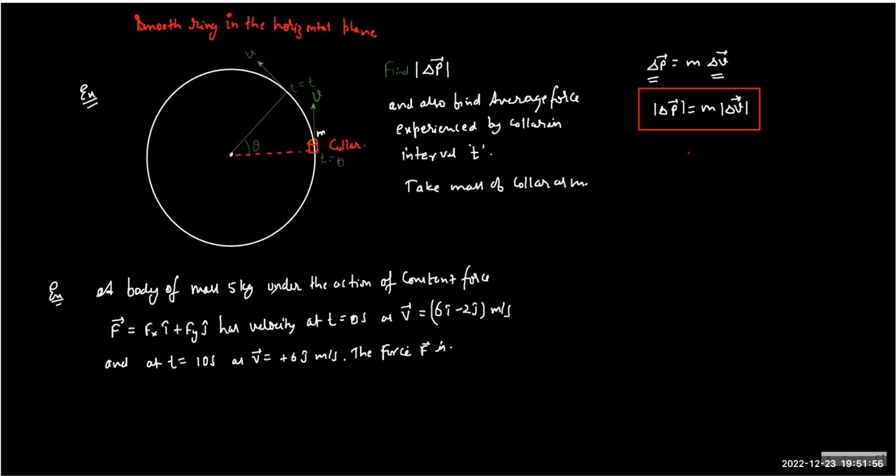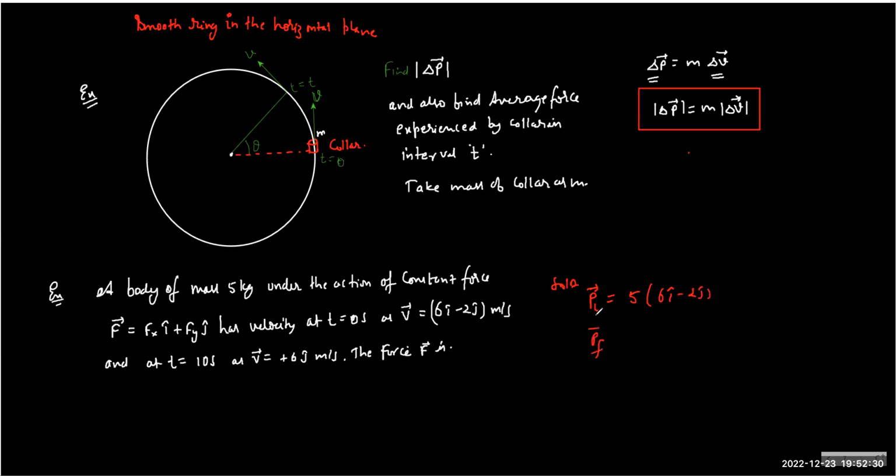A body of 5 kg is under the action of a constant force. The force is constant. It has a velocity at t = 0 of this much and at t seconds of this much. So what is p initial here? Tell me p initial in vector form. What is p initial? 5 into 6 i minus 2 j.